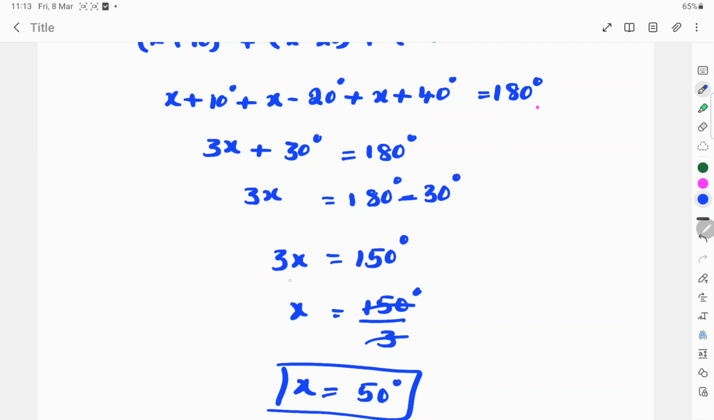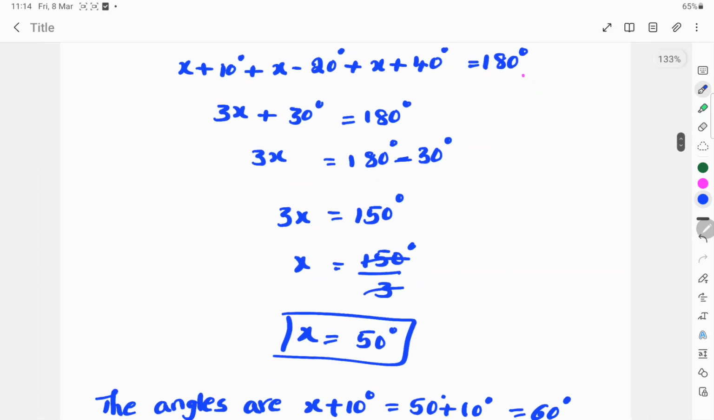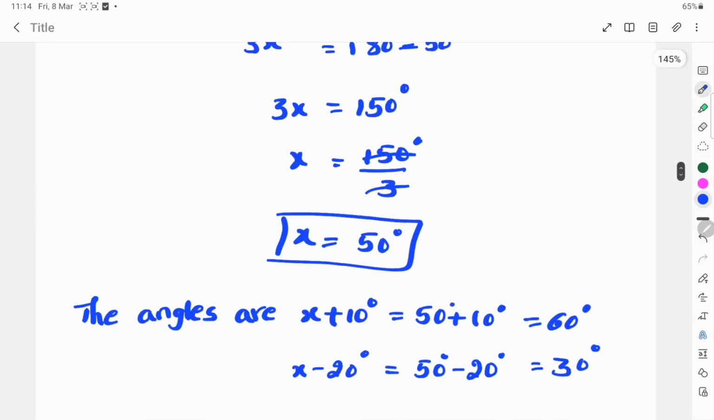Here 3 is multiplied with x. So, 3 changes to the right hand side, then divides the 150. So, x is equal to 150 by 3. 3 cancelled in 150, 50 times. So, x value is 50. Then you find the measures of the triangle.